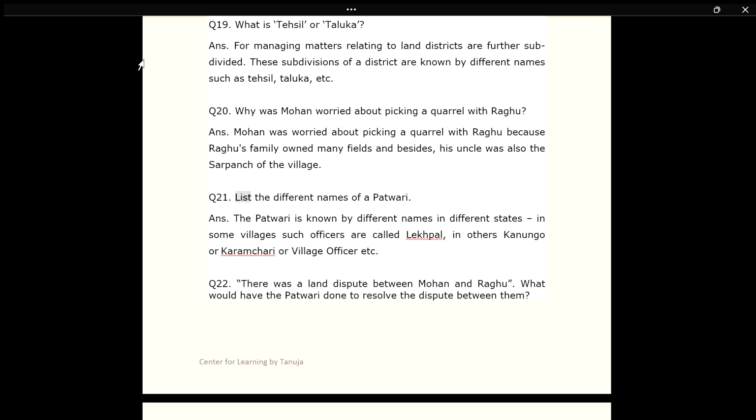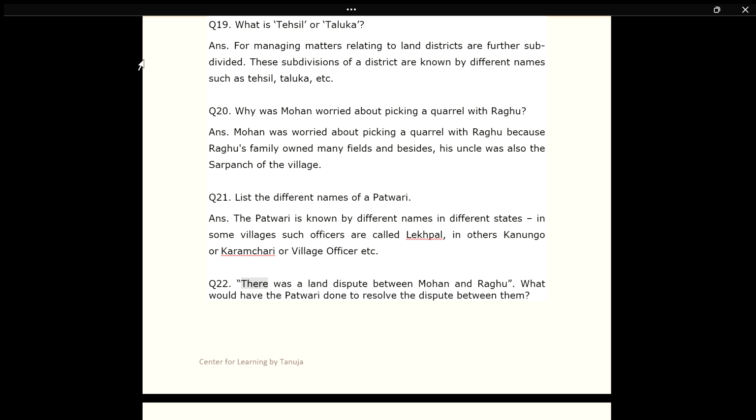Q21. List the different names of a Patwari. Ans. The Patwari is known by different names in different states. In some villages such officers are called Lekhpal, in others Kanungo or Karamchari or Village Officer, etc.